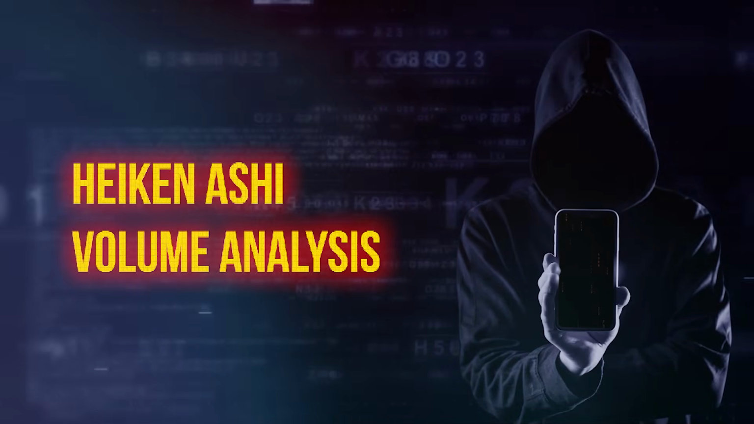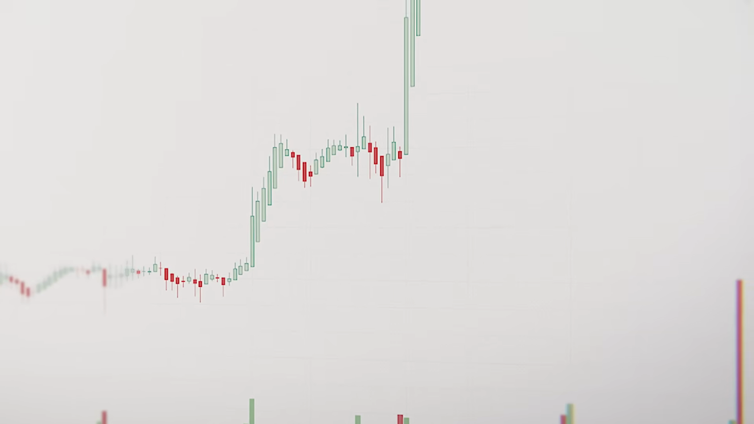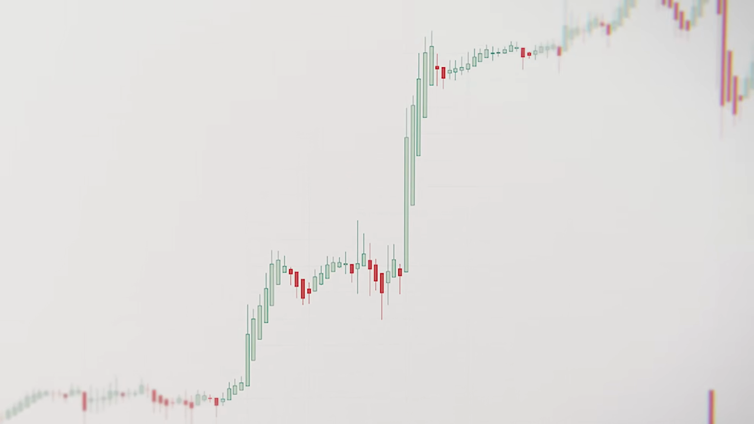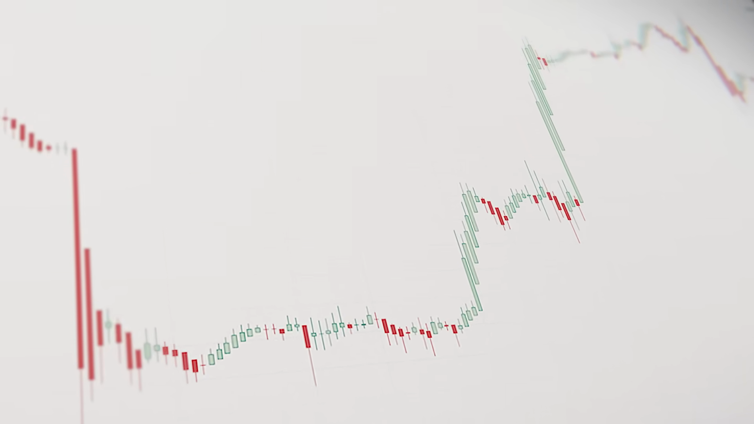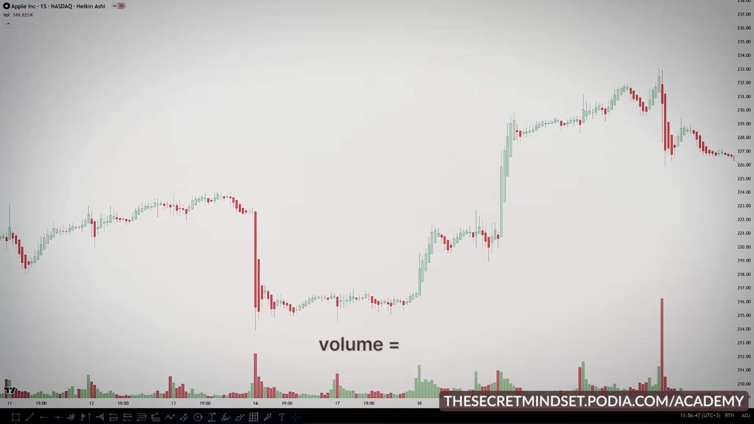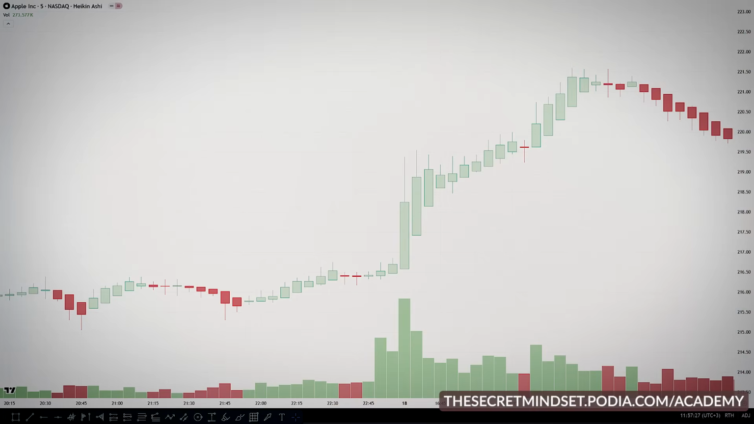Volume leads price. Often, you'll see volume increase before a big price move. With Heikin Ashi, these moves are easier to spot and trade. Think of volume as the fuel that drives price. More volume means more traders are active. So this is how to use Heikin Ashi with volume.